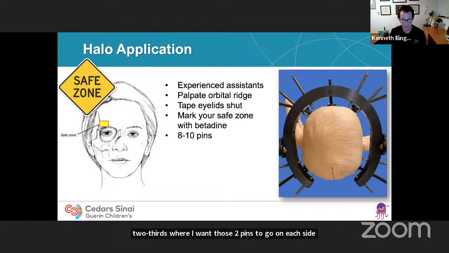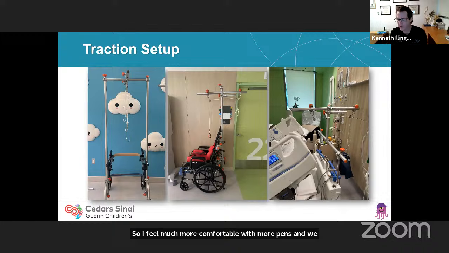And then as we discussed, we do about 8 to 10 pins. My standard is 8. Even on my older patients that are more adult-aged with good bony purchase, I still do 8. That's what I'm comfortable with. And you also have to remember that when we're putting traction on, we're hanging potentially a lot of weight off somebody's head. So I feel much more comfortable with more pins, and we try to torque to around 4 pounds. But this is what our general setup looks like.